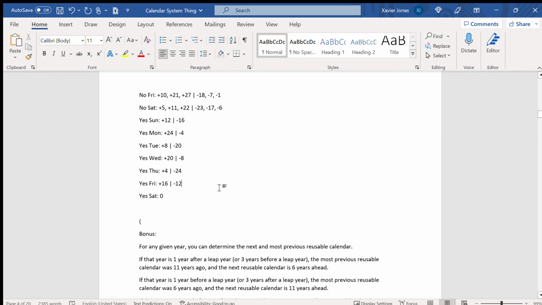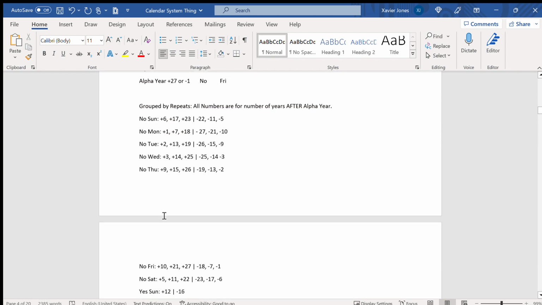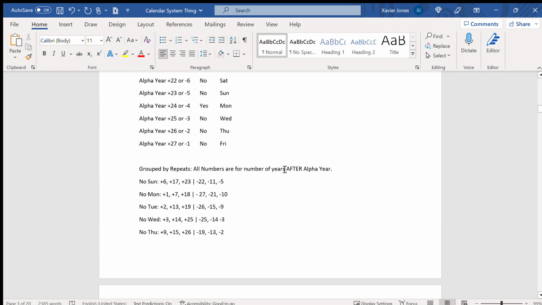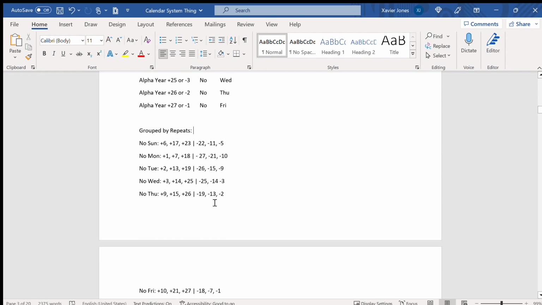And 0 is 0. Because that is the alpha year. The alpha year is defined by being 0 years away from an alpha year. So -22, -11, -5, -27, -21, -10.